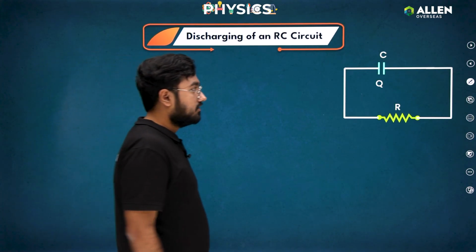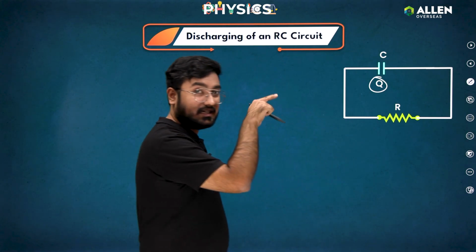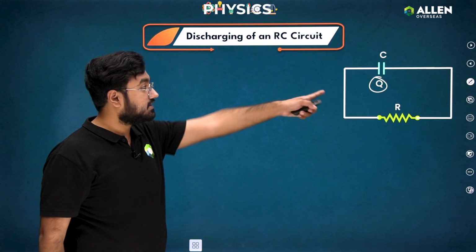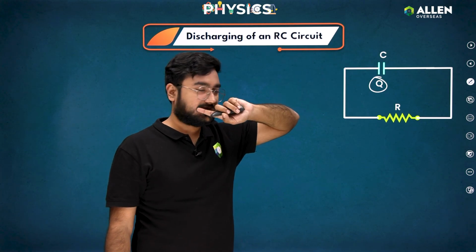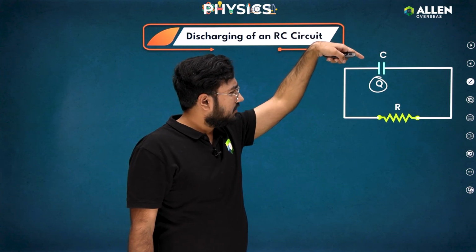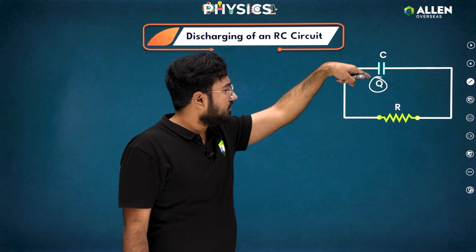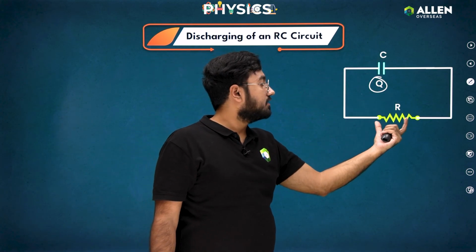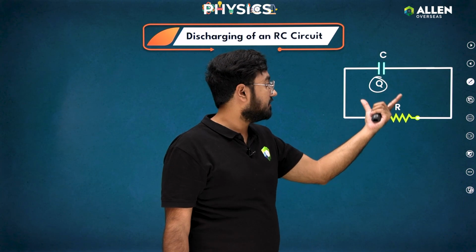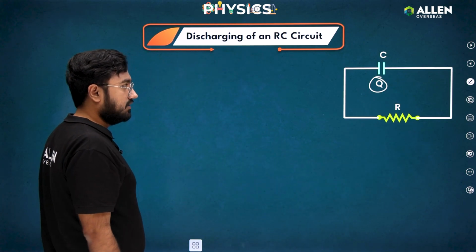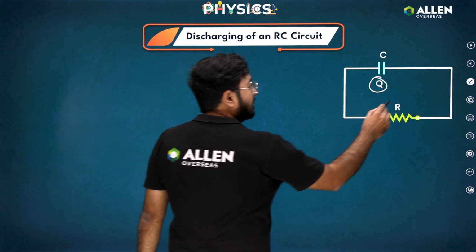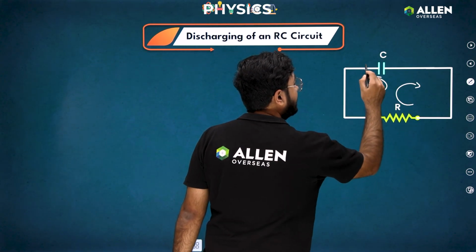Now in this case, you have a capacitor that is already charged. Initial charge is Q. Completely charged, initial charge is Q, right? And I have completed the circuit. What is going to happen? The capacitor will get discharged. Energy of the capacitor will be dissipated across the resistor. General sense. So now in this case, what will be the current?